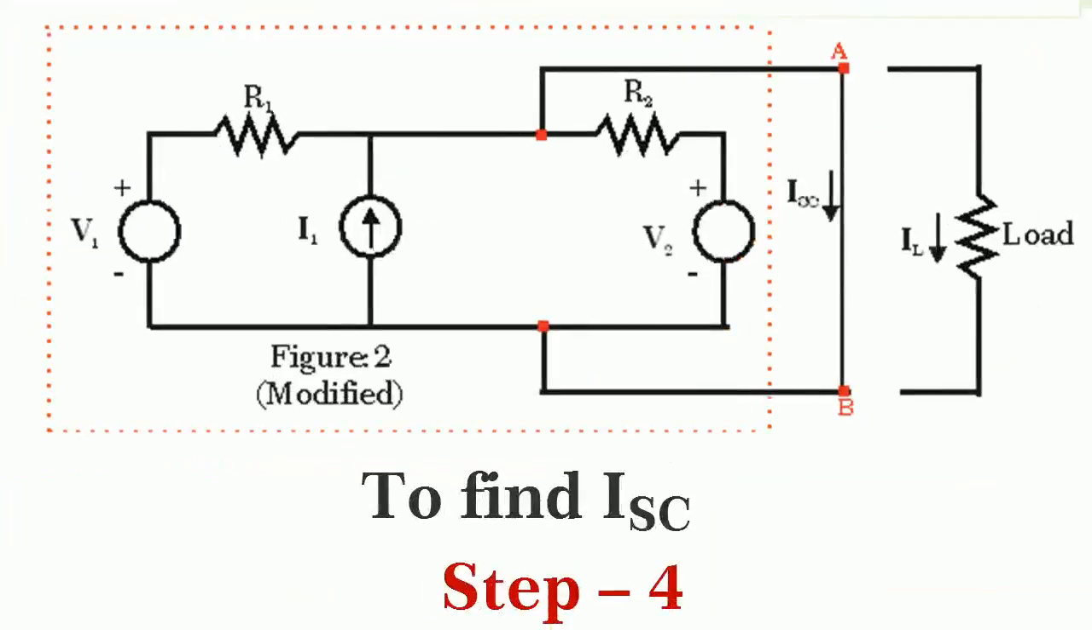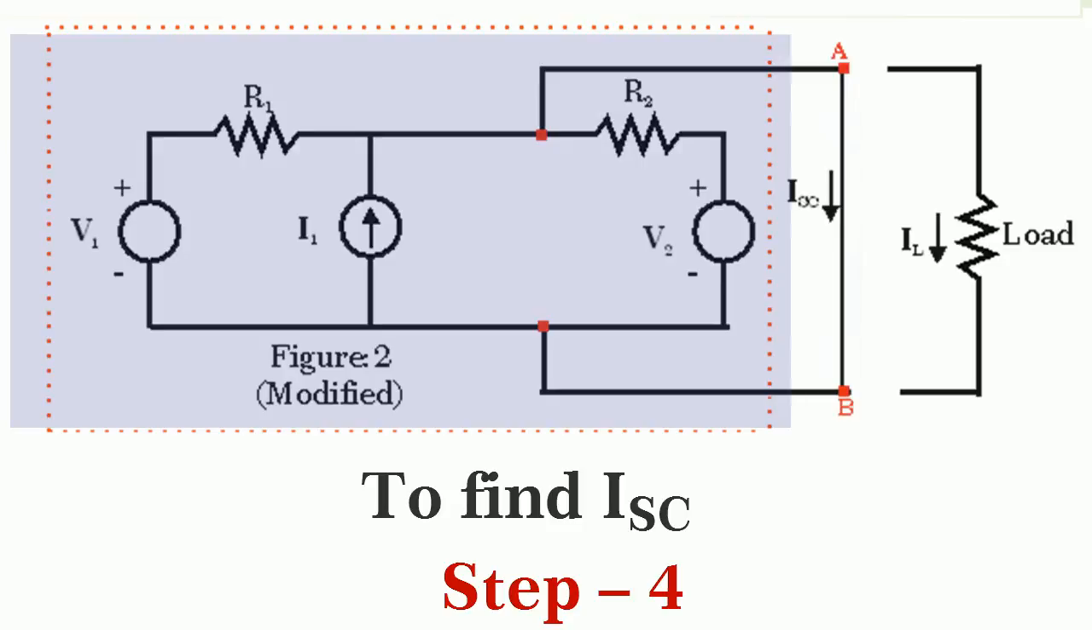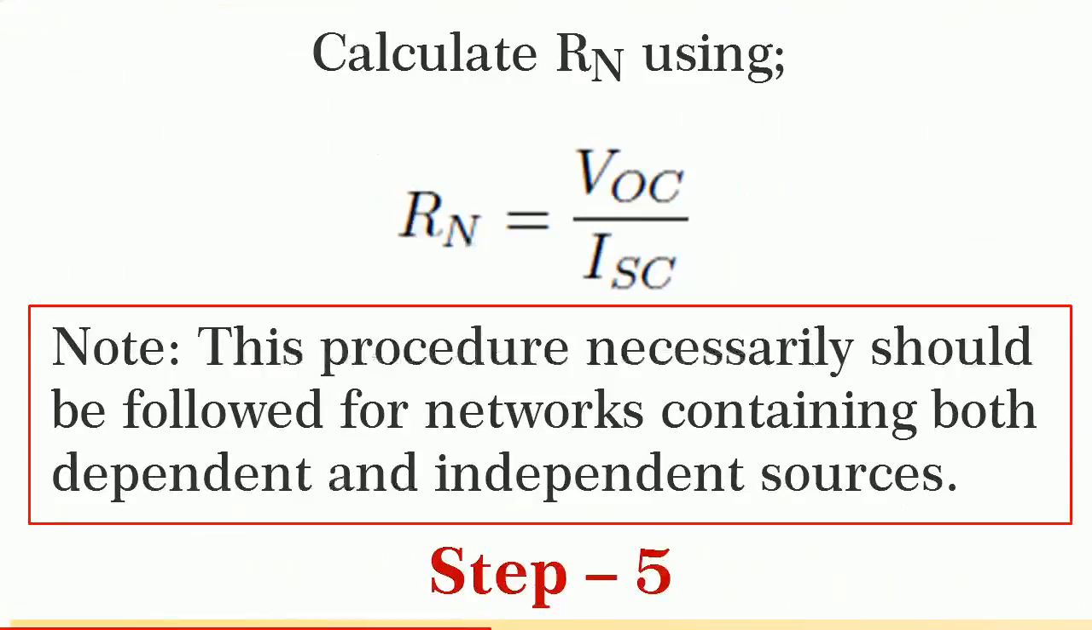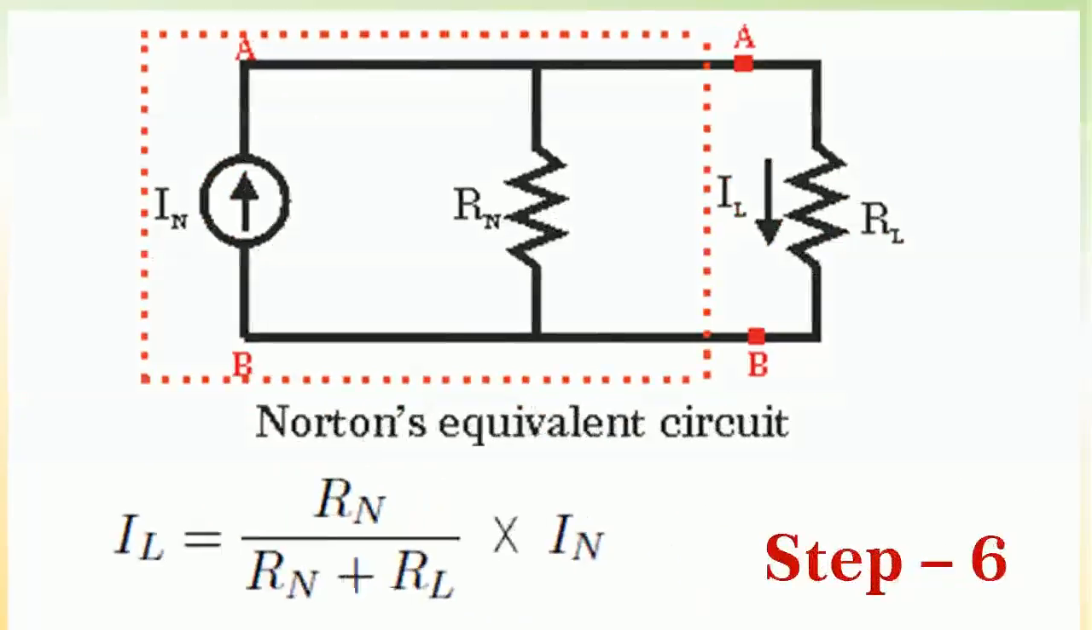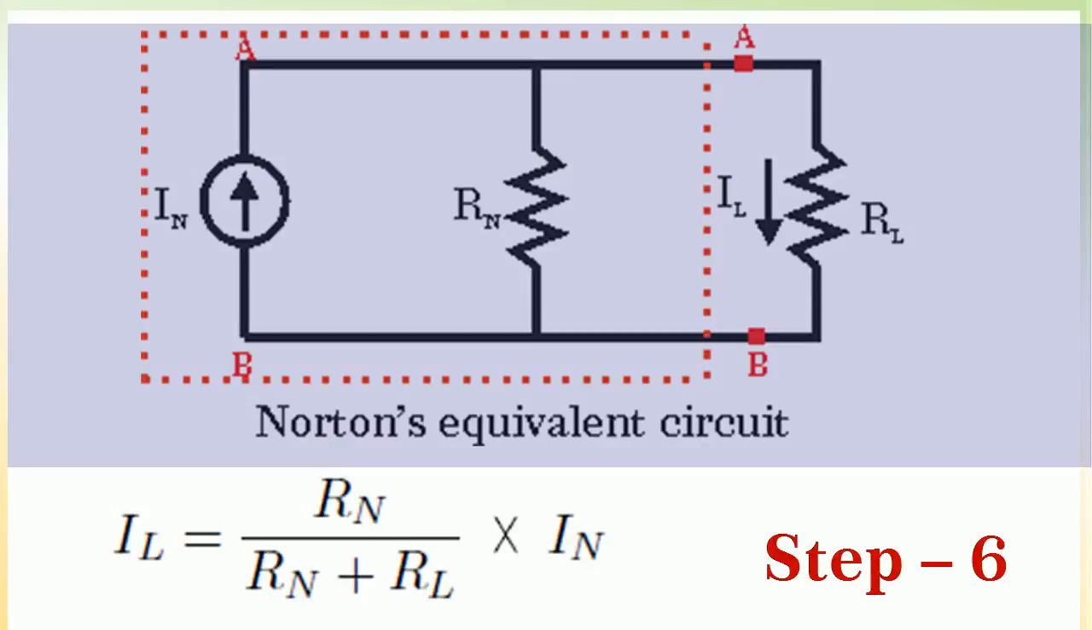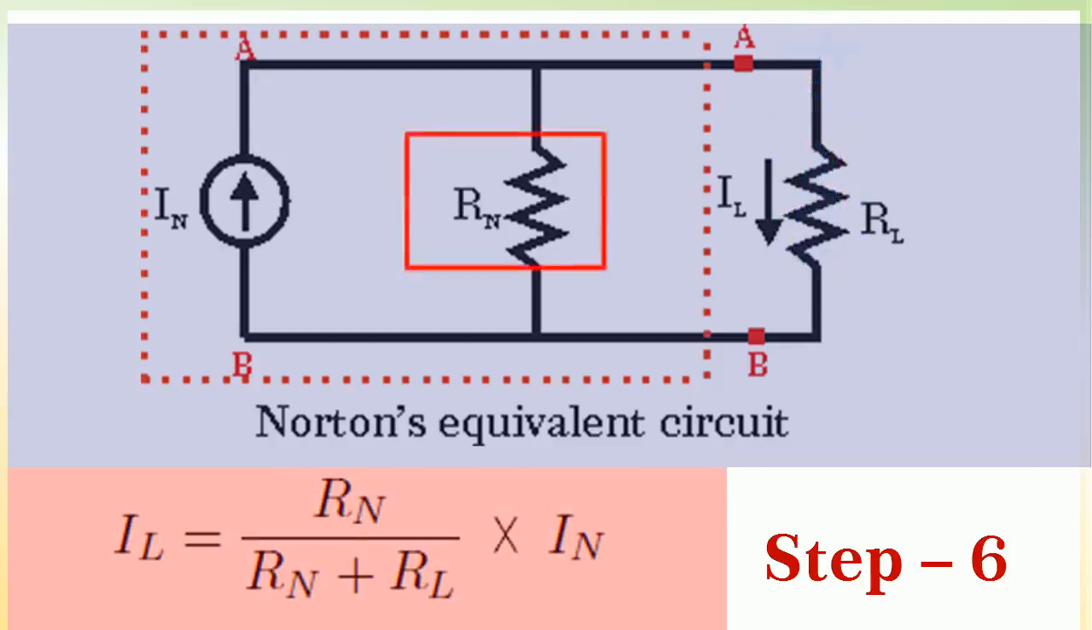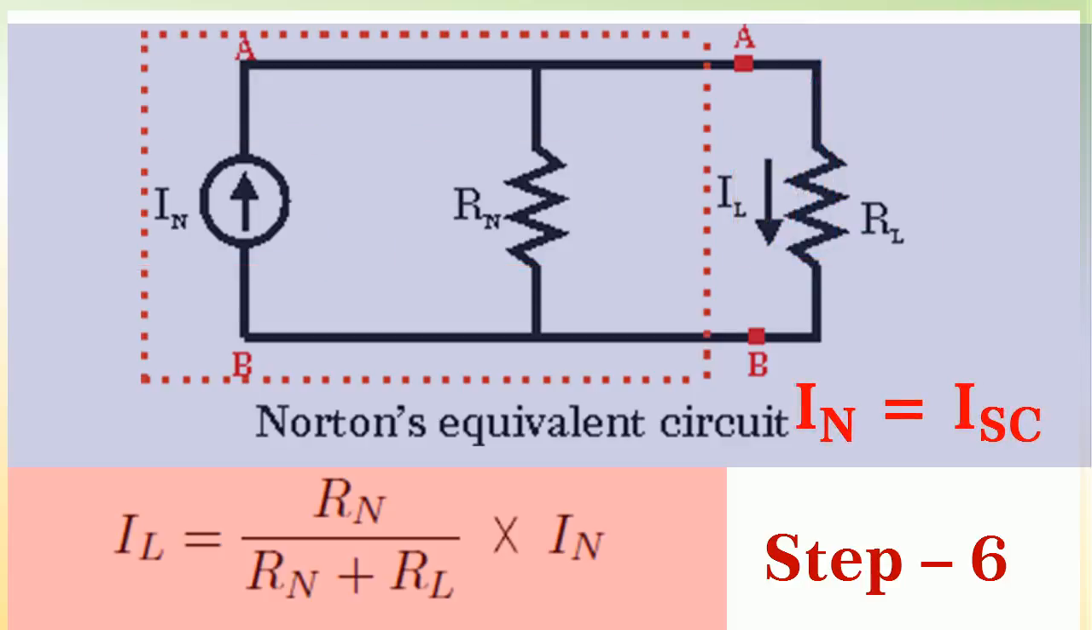Step 4. To find ISC, short circuit the terminals A and B, keep the rest of the circuit as it is and find ISC. Step 5. Calculate Rn using Rn is equal to VOC upon ISC. Note that this procedure necessarily should be followed for the networks containing both dependent and independent sources. Step 6. Draw the Norton's equivalent circuit as shown in figure 5 and find the load current IL using IL equal to Rn divided by Rn plus RL into IN, and note that IN is equal to ISC.